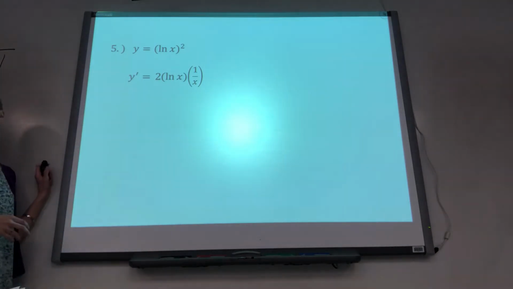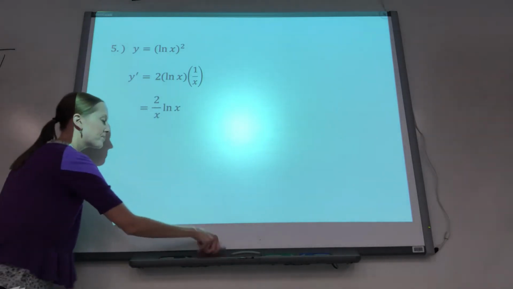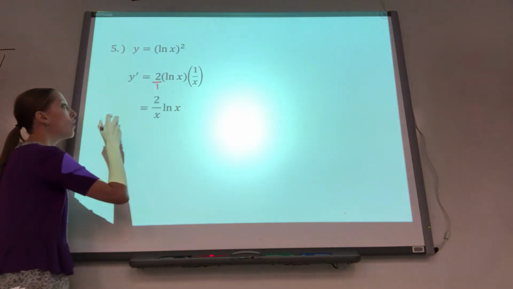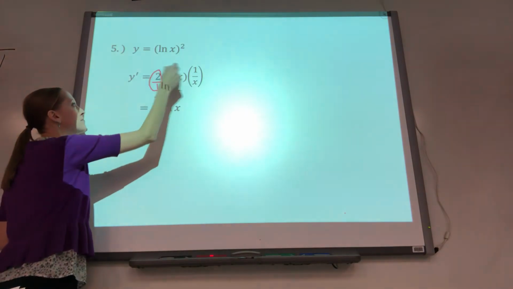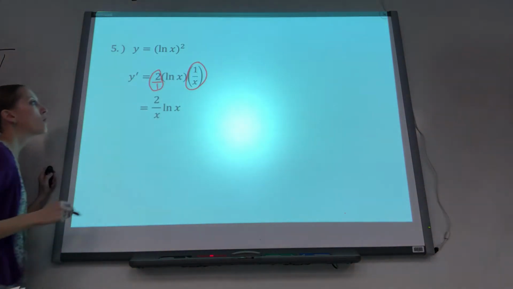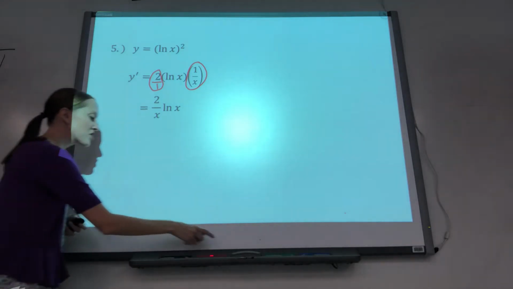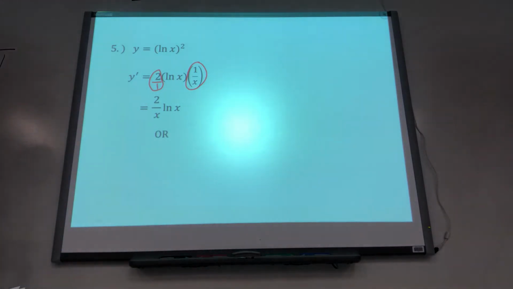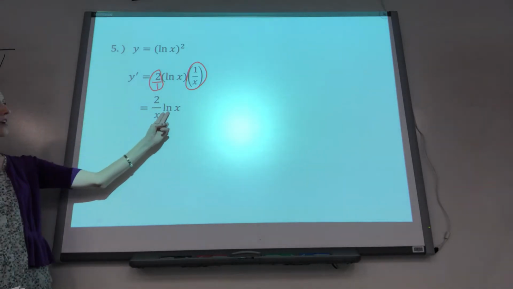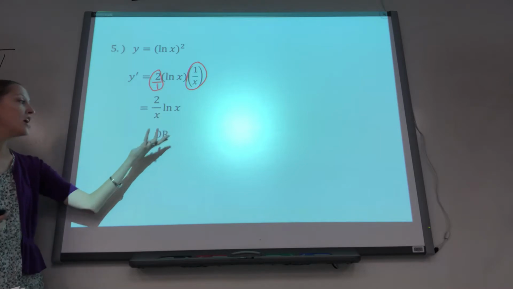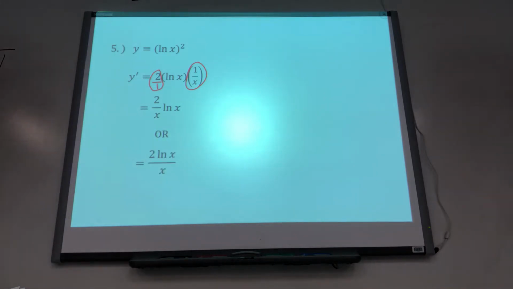Now, there's different ways that you could write this answer. I took the 2 over 1 and just multiplied it with the 1 over x and wrote it as 2 over x, natural log of x. Or if you wanted it to all be in the fraction, you can think of the ln of x over 1. You could also say 2 natural log of x over x. That's just 2 different ways to write it.